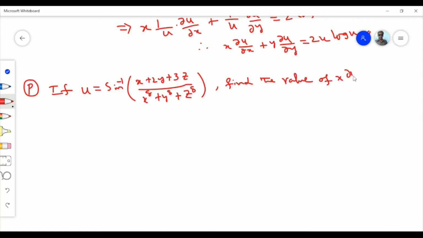x dou u by dou x plus y dou u by dou y plus z dou u by dou z. So even though you are asked like this, we have to use Euler's theorem to evaluate this. If you do it manually, like finding dou u by dou x, dou u by dou y, dou u by dou z, and multiply them by x, y, z respectively, add and simplify, it takes a lot of time.